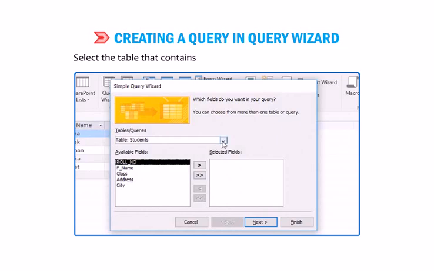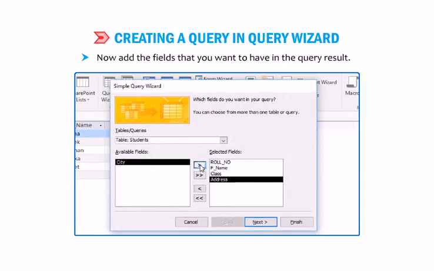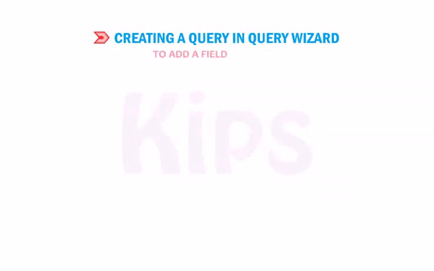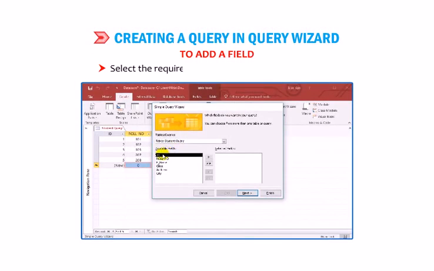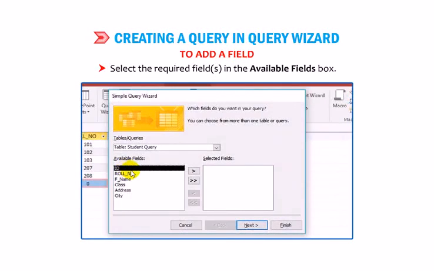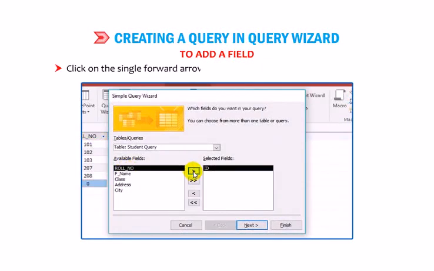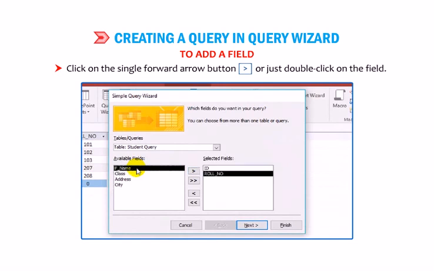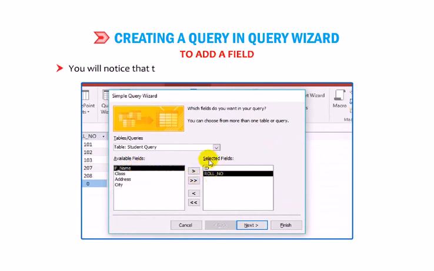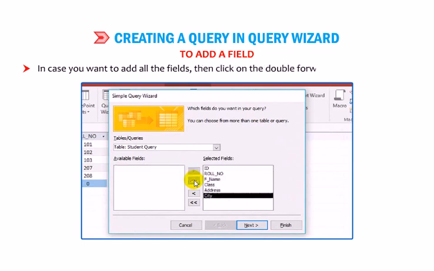Select the table that contains the data in the Tables or Queries list box. Now add the fields that you want to have in the query result. To add a field, select the required fields in the Available Fields box. Click on the single forward arrow button or just double-click on the field. You will notice that the selected field is shifted to the Selected Fields box. In case you want to add all the fields, then click on the double forward arrow button. It will shift all the fields at once.